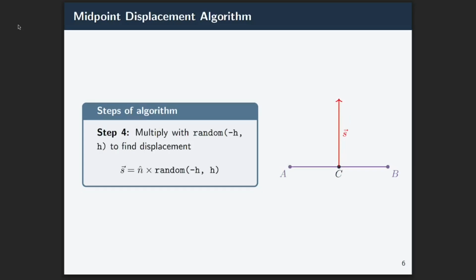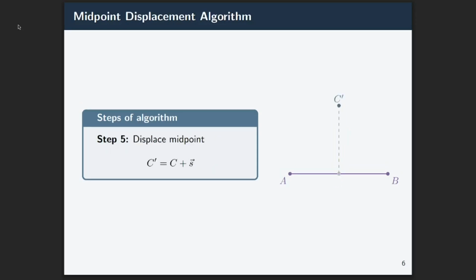So let's find the displacement vector by multiplying by the displacement amount. The displacement amount is our controlled amount. It can range from negative h to positive h, and we're going to choose anything in between with a random function. Multiply the unit vector with this value to generate our displacement vector. Our displacement vector denotes where and how much we need to displace the point C. Let's displace it along S and call it C prime.